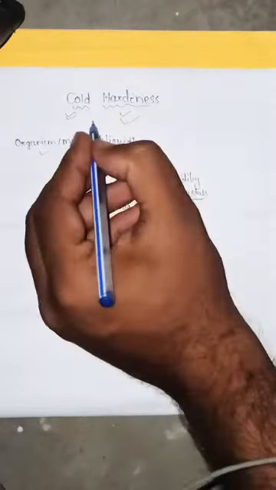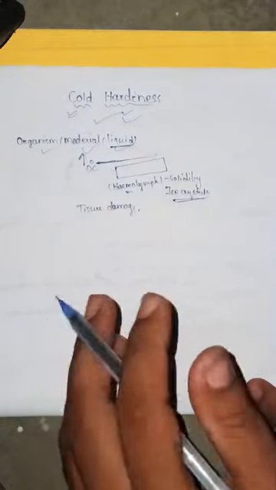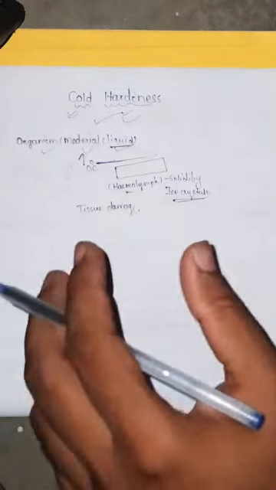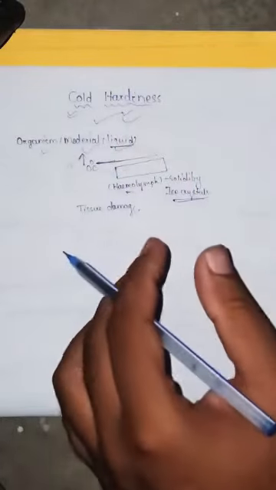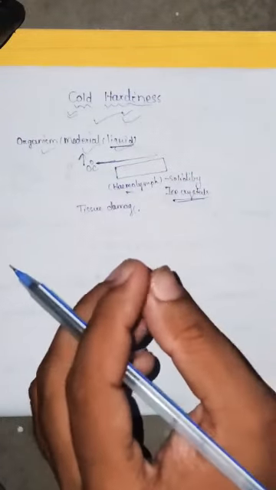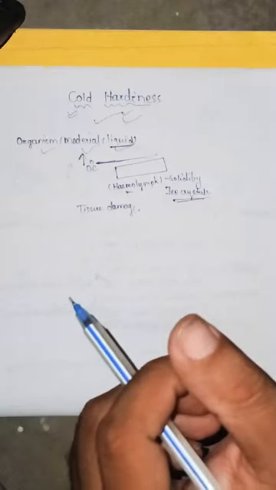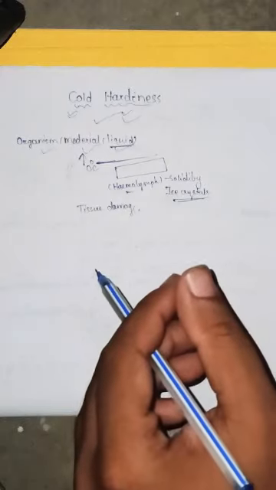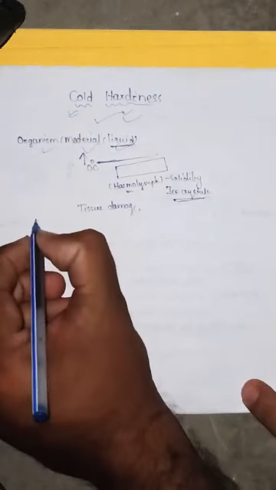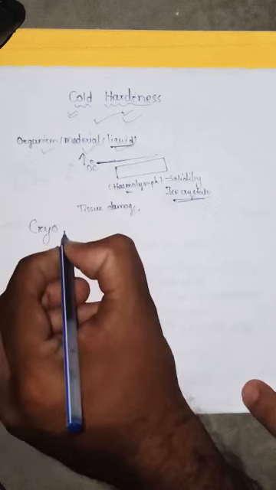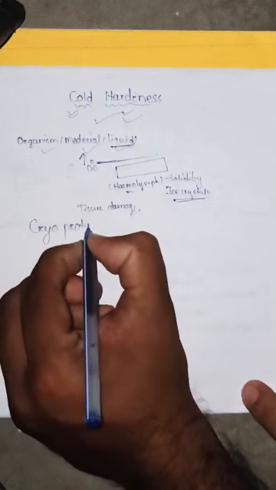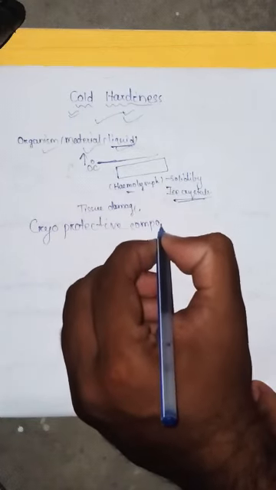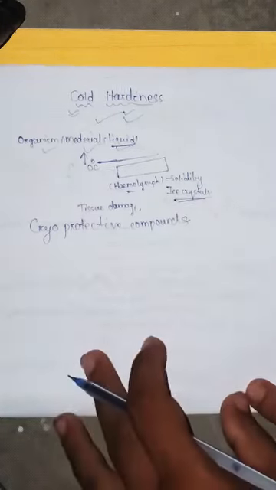So what is cold hardiness? This is the ability of insects to withstand even low temperature, even below 0 degrees centigrade. So what is the mechanism behind that? You see, those insects which exhibit cold hardiness contain some cryoprotective compounds. What are those?